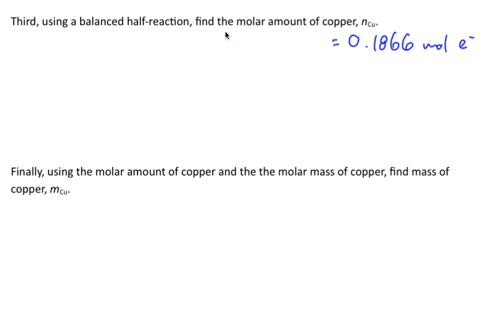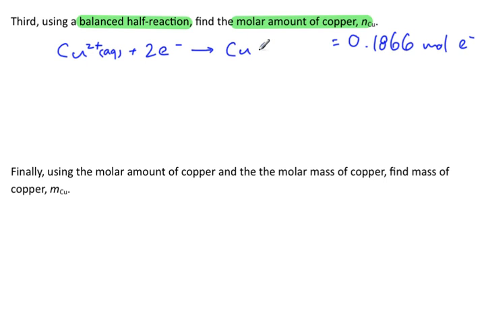So now, using a balanced half reaction, find the molar amount of copper. The molar amount of copper is what we're looking for, but we need this balanced half reaction. So what's the half reaction for the reduction of copper 2+? If you remember, it was copper 2+ in the question, plus 2 moles of electrons. So there's our link between mass and electrochemical, or current, 2 moles of electrons. And so I have this many moles of electrons, and I want to find moles of copper.